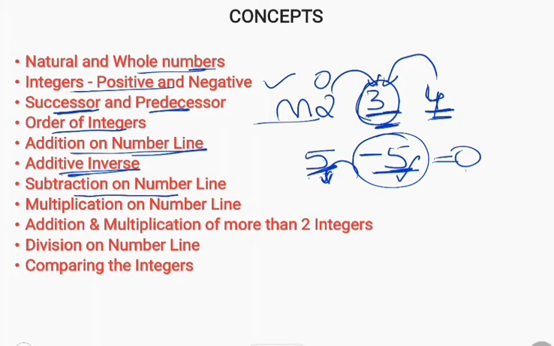Then we saw subtraction and thereafter multiplication on the number line. We also saw addition and multiplication of more than 2 integers, how it happens, and then division on the number line. And in the last, we compared integers using the number line. So these concepts we discussed in this video.